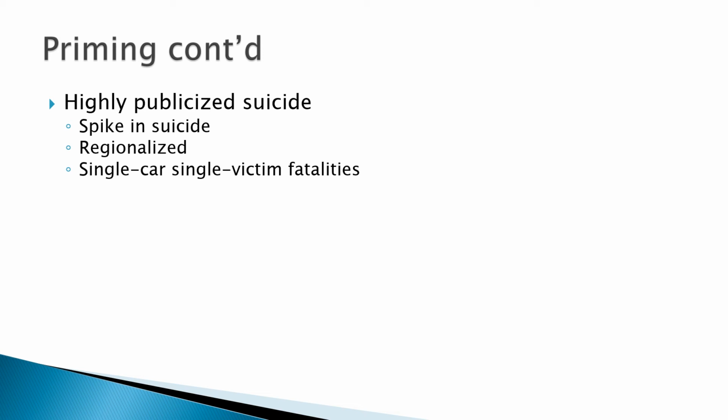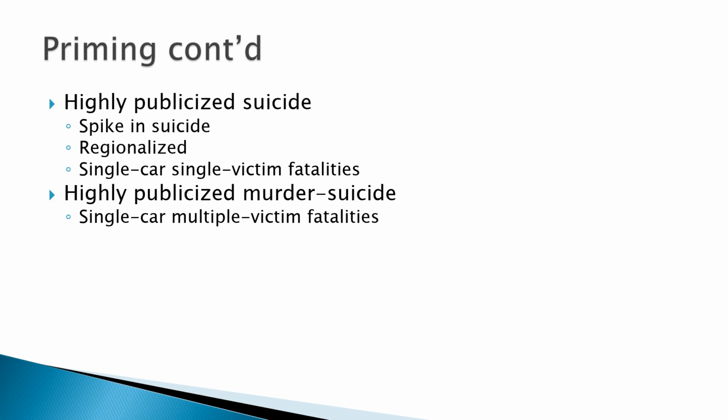So if it's a famous celebrity who is a certain gender, then the spike in suicide tends to correspond to that. This is also interesting and kind of food for thought. When there's a highly publicized public figure that's committed suicide, in addition to spikes in suicide, there's also spikes in single car, single victim fatalities, meaning that it's not classified necessarily as a suicide, but it would be where the car would drive off the road, wouldn't necessarily crash into any other cars, and there'd be a single driver. When there's highly publicized murder-suicides, then there's an increase in single car, multiple victim fatalities, where there's a driver and a passenger that drive off the road and both people within the car die.